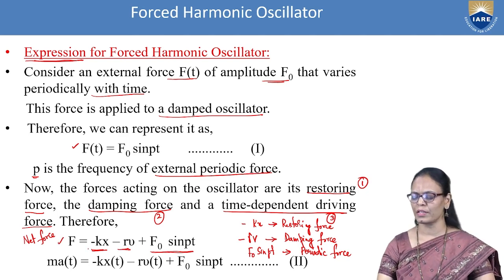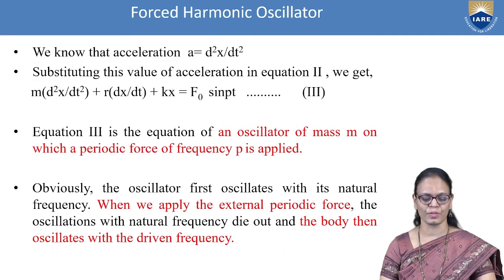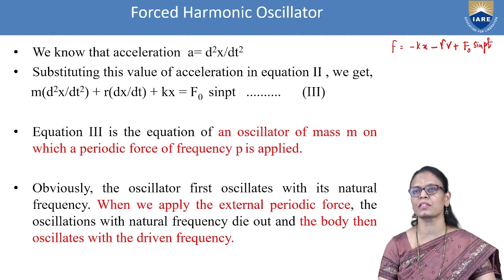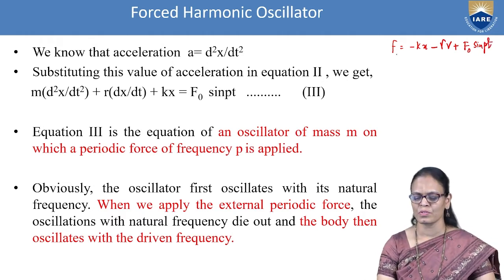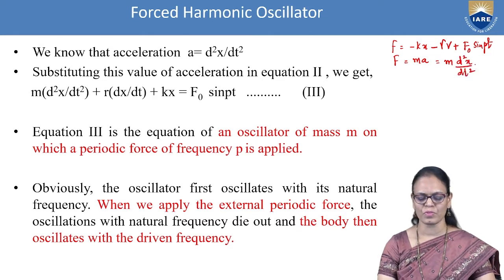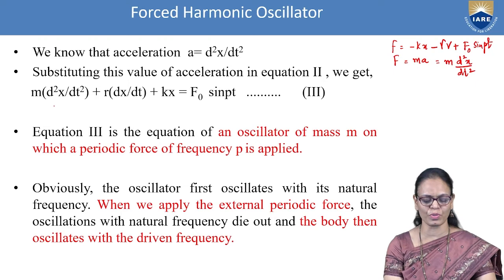So now let us write the equation. Once we have F is equal to minus Kx minus gamma v plus F naught sine pt, we will be substituting in this now. We know F is equal to ma according to Newton's second law of motion, and we write it as m into d square x by dt square. So for F, what we are substituting?